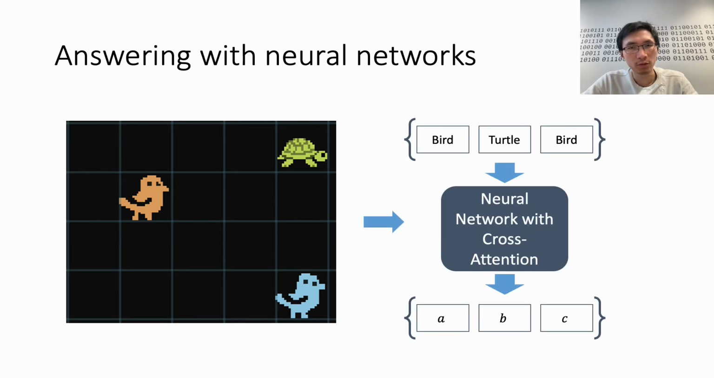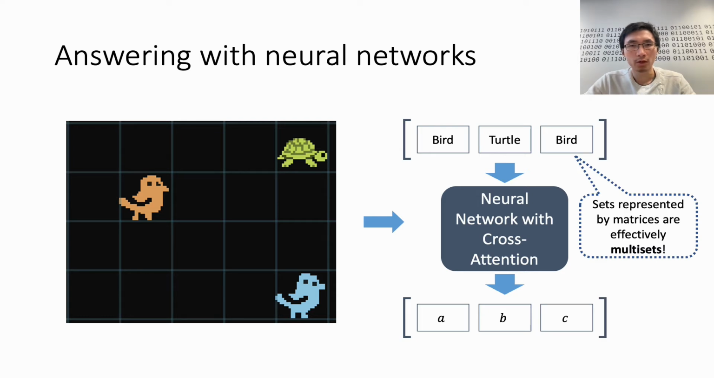We can think of answering these questions using a neural network that uses cross-attention. In this case, we take the image as input, but also the set of animals for which we want to know more about. And usually when we talk about sets in deep learning, we are talking about matrices, where each row corresponds to a different element in the set. And this means in particular that there's no restriction on every element being unique. So in actuality what we're representing are multi-sets.